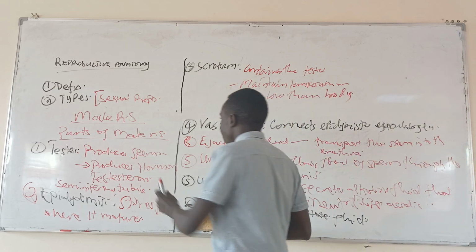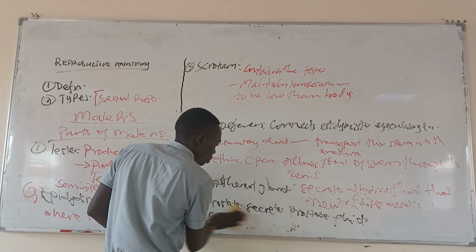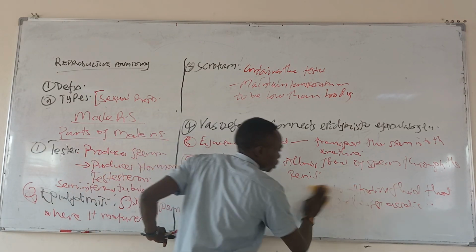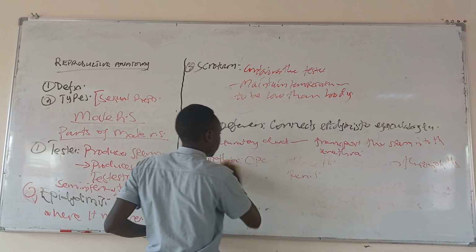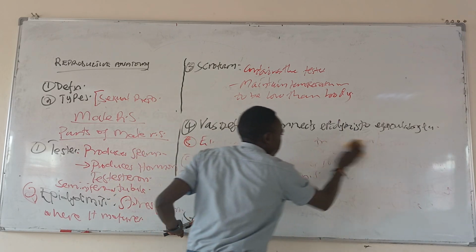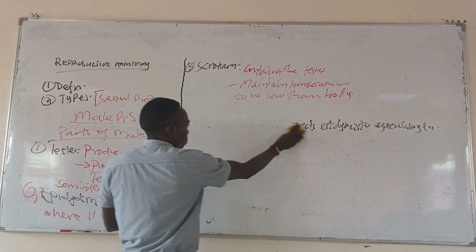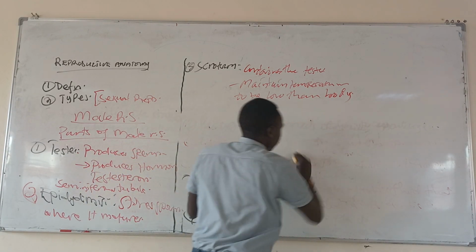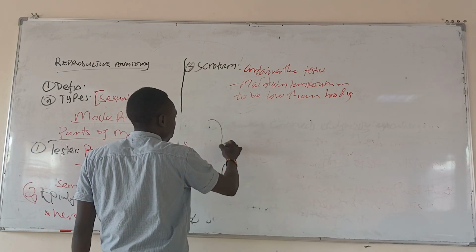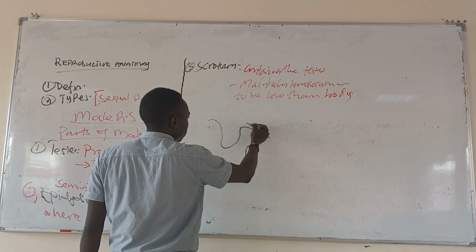So this is the male reproductive system. Then, without waste of time, let's see the illustration here, how it looks. It's not going to be the real one, just a demonstration. If I'm to draw the male reproductive system, this is how it is.